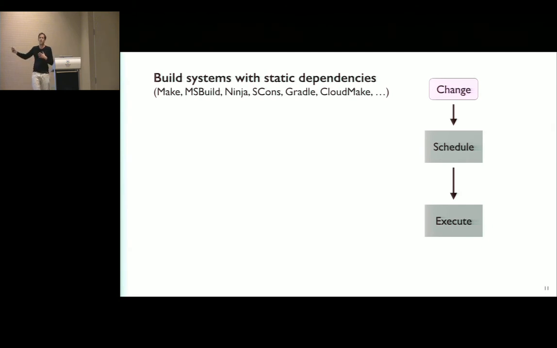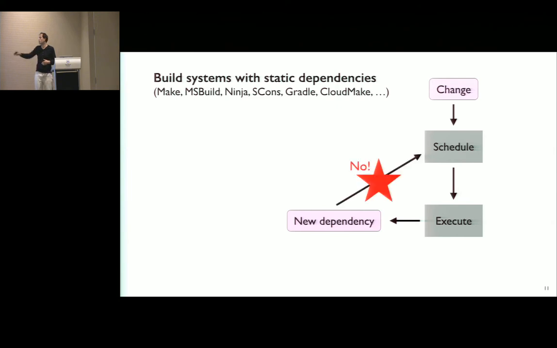Now, if during the execution, you notice that, oh, actually, I also depend on that, or this dependency is not necessary anymore, then you get this new dependency information. But in make and any other build system that has these kind of static dependencies, there's no way for you to now update the schedule because there's a strict phase separation.